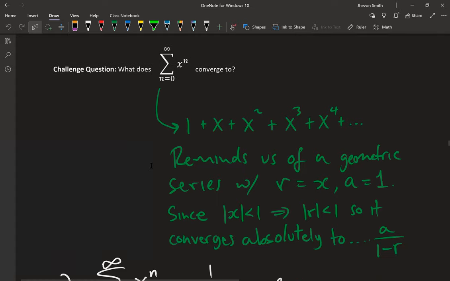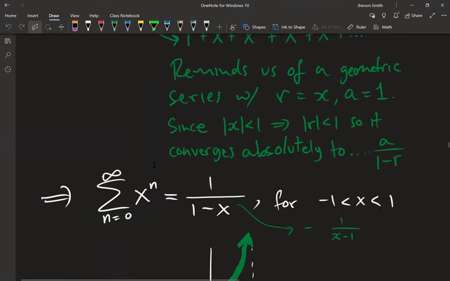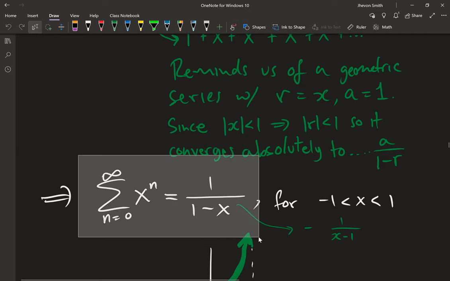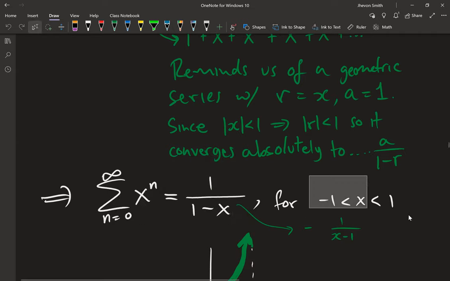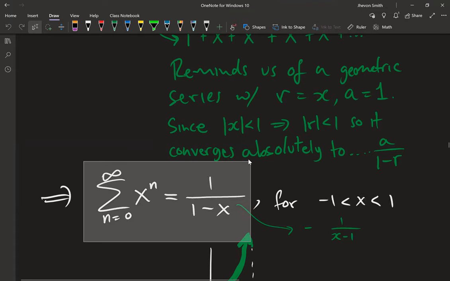We figured out it was geometric after much weeping and wailing and gnashing of teeth, and therefore we could tell what it converged to. In fact, this was a very important idea. This is the opening of Pandora's box. We realize this truth here is actually a harbinger of many, many valuable truths to come. The idea that we can think of a series as a function.